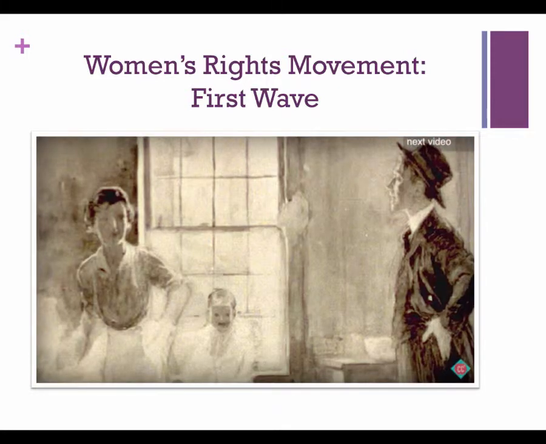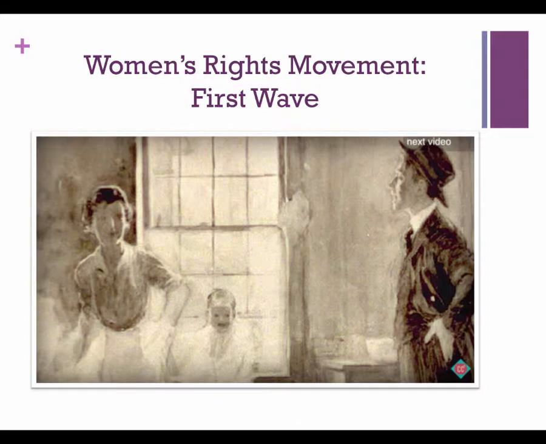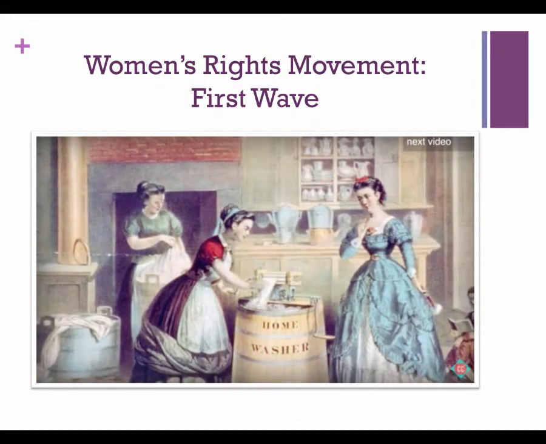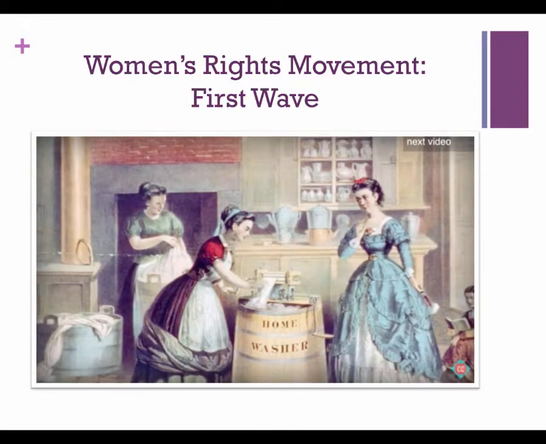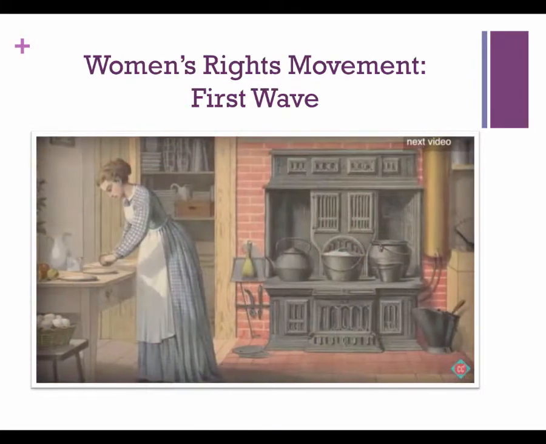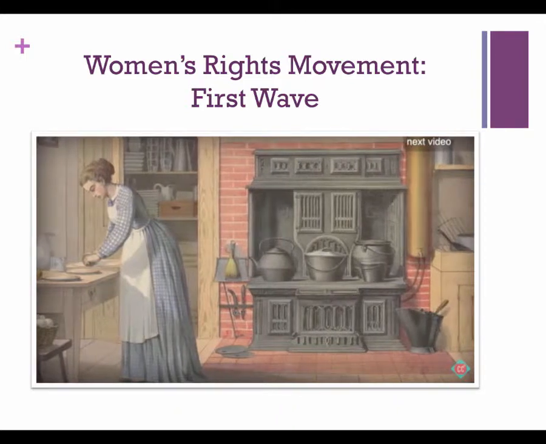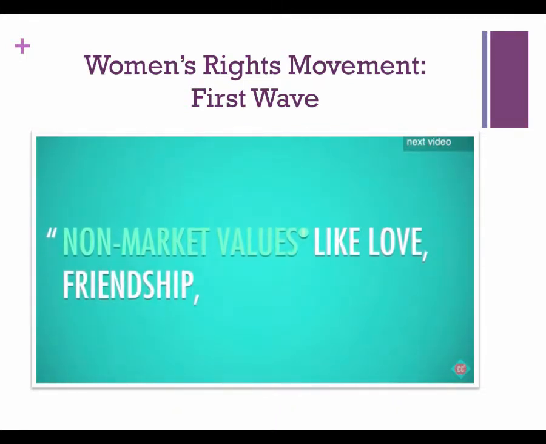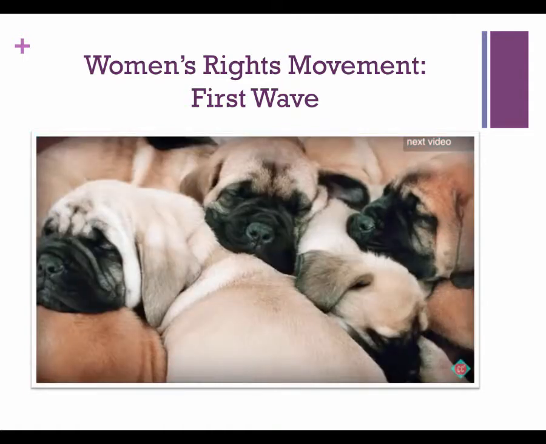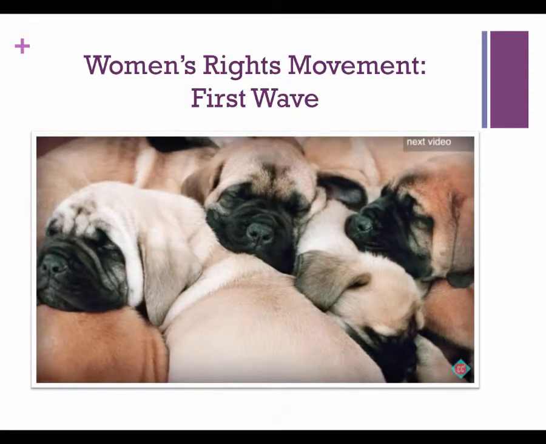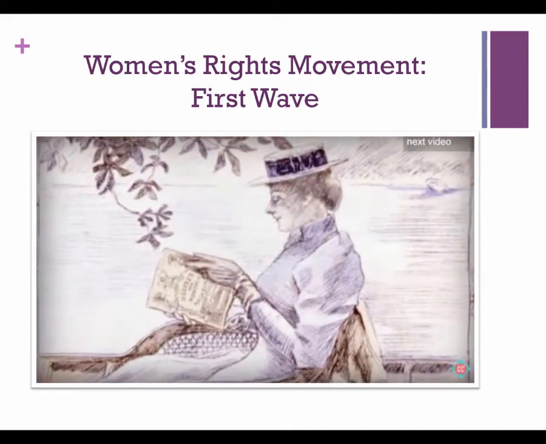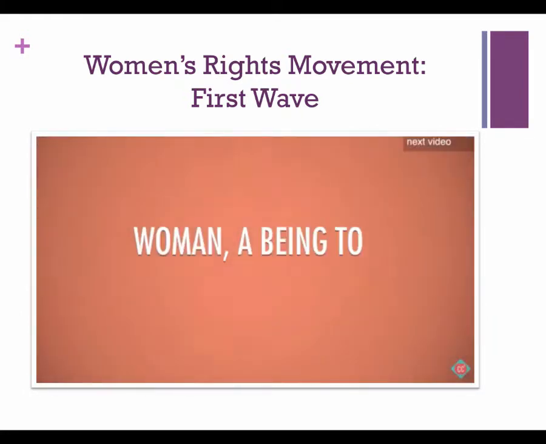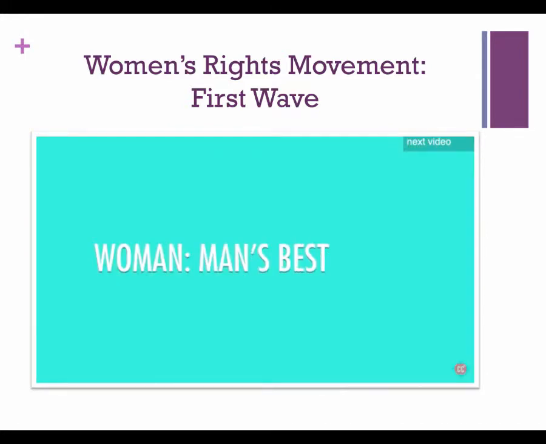The cult of domesticity decreed that a woman's place was in the home. So rather than making stuff, the job of women was to enable their husbands to make stuff by providing food and a clean living space, but also by providing what our favorite historian Eric Foner called non-market values like love, friendship, and mutual obligation, which is the way we talk about puppies these days. And indeed, that's in line with actual story titles from early 19th century American women's magazines like Woman, A Being to Come Home To, and Woman, Man's Best Friend.